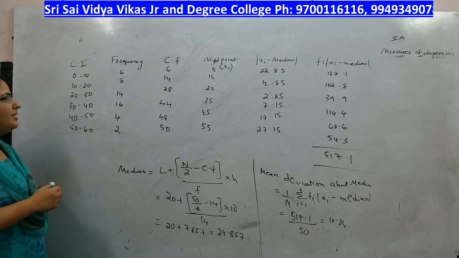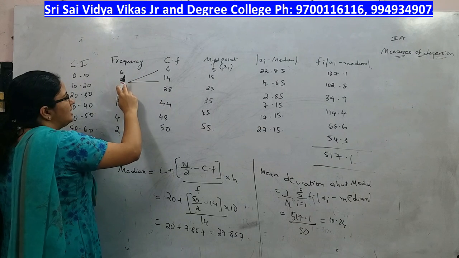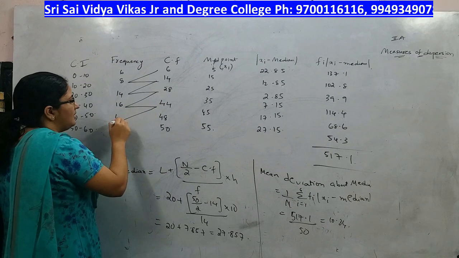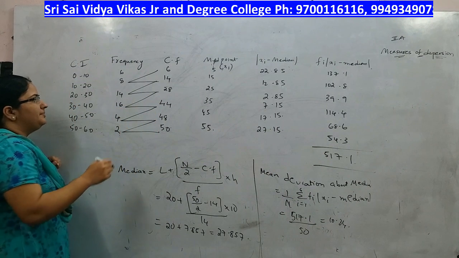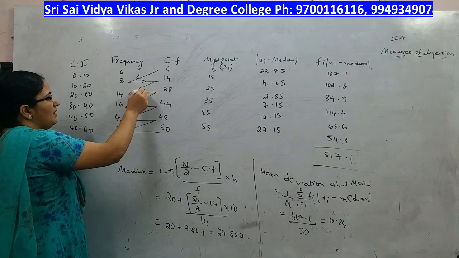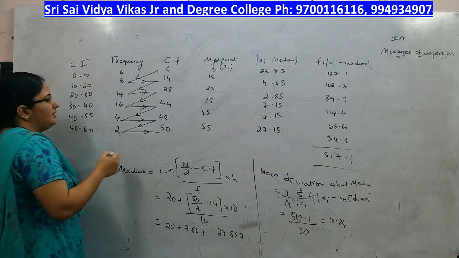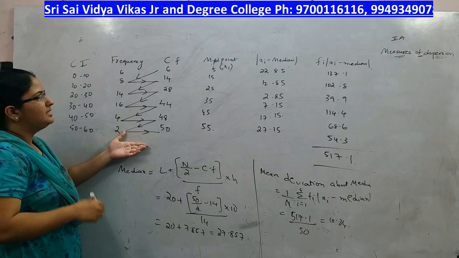How to find the cumulative frequency? The first value stays as it is, and from the second value onwards you keep on adding: 6 plus 8 is 14, 14 plus 14 is 28, 28 plus 16 is 44, 44 plus 4 is 48, 48 plus 2 is 50. Like this you have to keep on adding. Now you have got the cumulative frequencies.